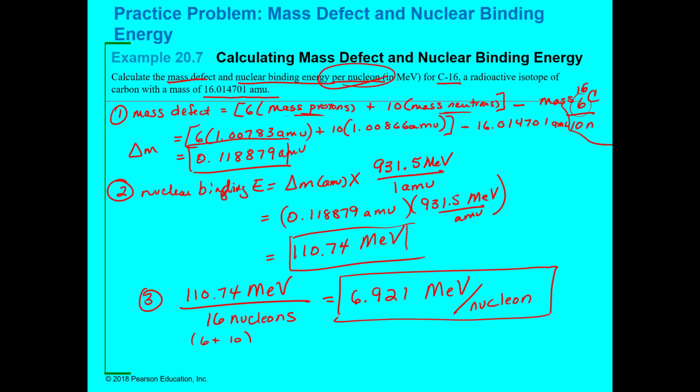Okay, so you have to get the mass defect. So you have to be able to figure out how many neutrons and protons you have. You put that in, you subtract. Now, can you have a negative number? No, you can't have a negative mass defect. It is just the defect, it's the difference. So don't be getting a negative number, okay? And then you put that in times this conversion factor, because we know how many mega electron volts there are per AMU. That'll give you the 110.74 mega electron volts. And then you take that number and divide it by the nucleons if it asks for per nucleon.